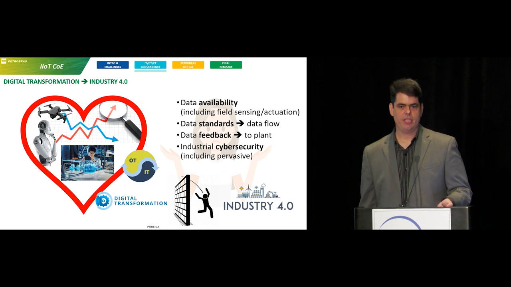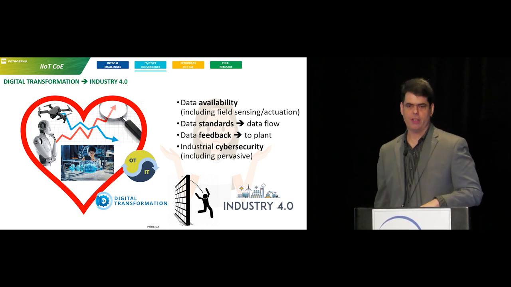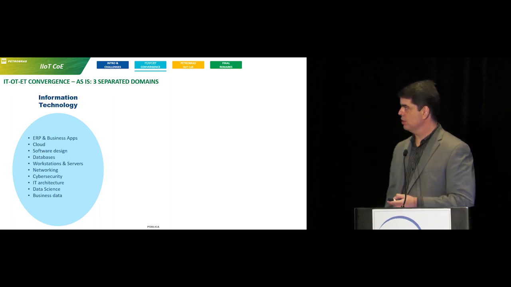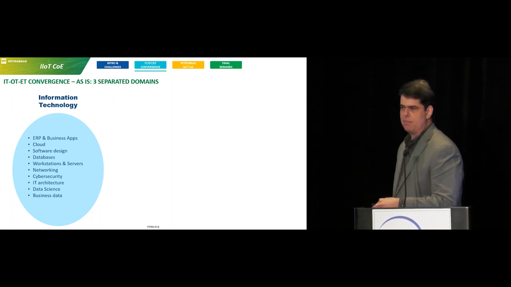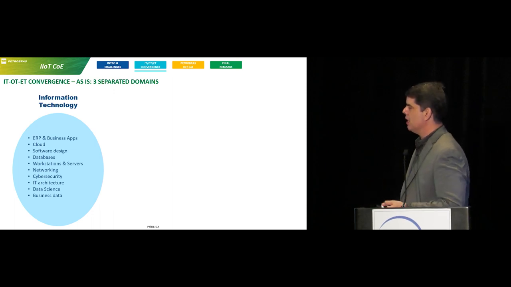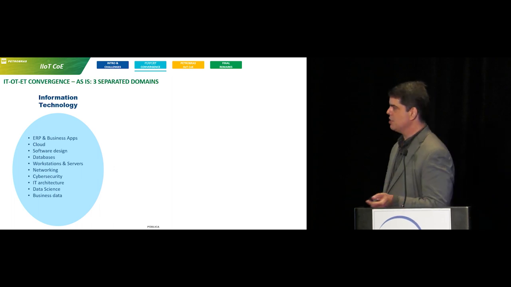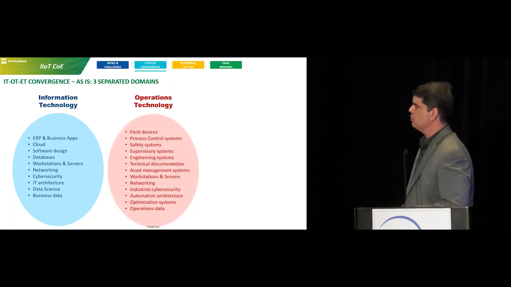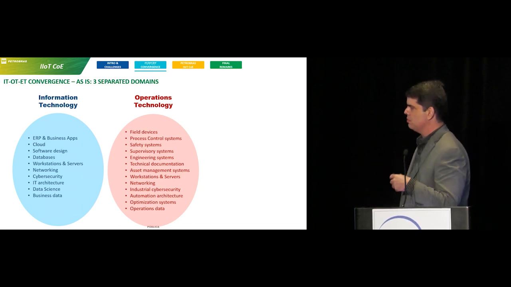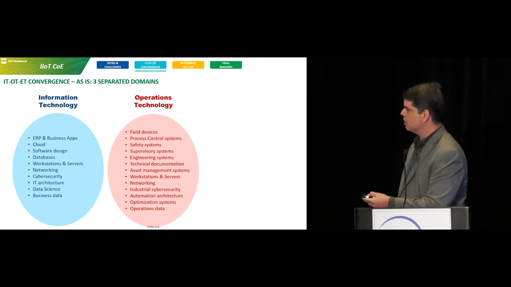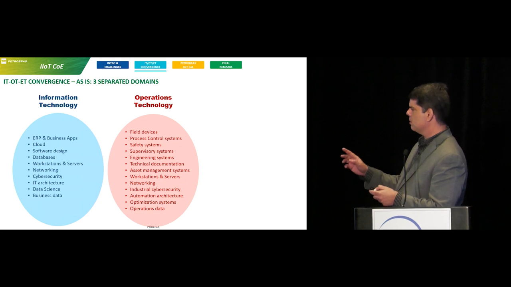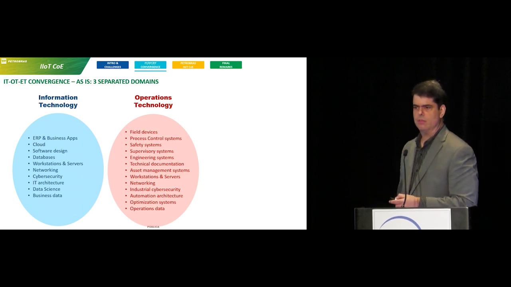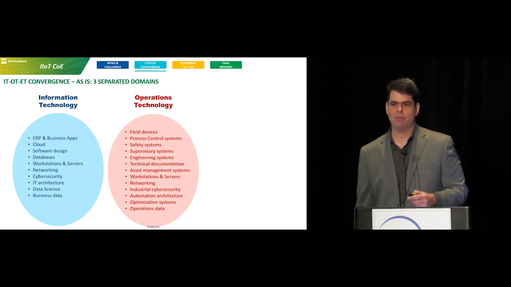Here comes the OT-IT convergence that helps us to jump over this wall from digital transformation to Industry 4.0. Here are the processes. In information technology, we have ERP, business applications, cloud, software design, databases, workstations and servers, networking, cybersecurity, IT architecture, data science, and business data. In OT, we have field devices, process control systems, safety systems, supervisory systems, engineering systems, technical documentation, asset management systems, workstations and servers, networking, industrial cybersecurity. Oops, workstations and servers are on both. Networking too. Cybersecurity too. Automation architecture, optimization systems, and operations data.